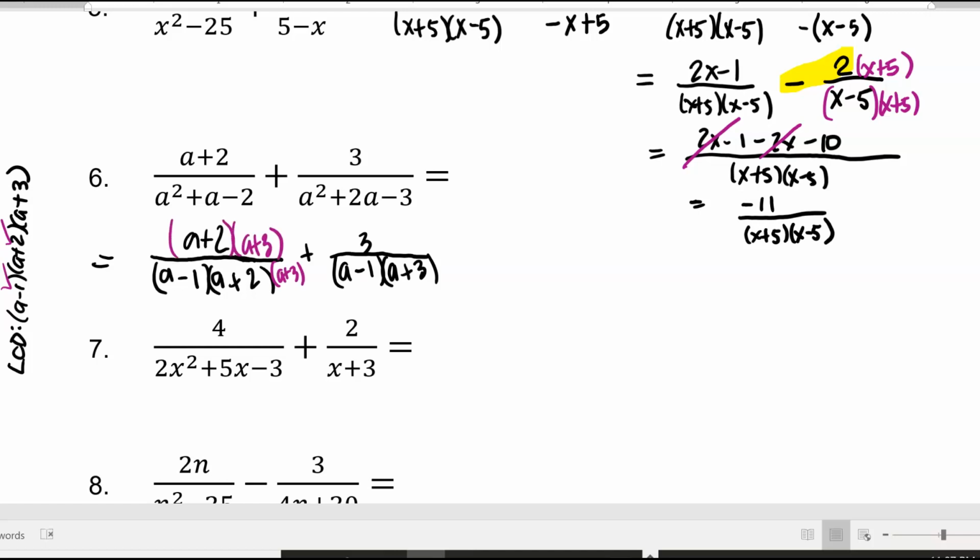On the right side, we have the a minus 1. We have the a plus 3. We're missing the a plus 2.